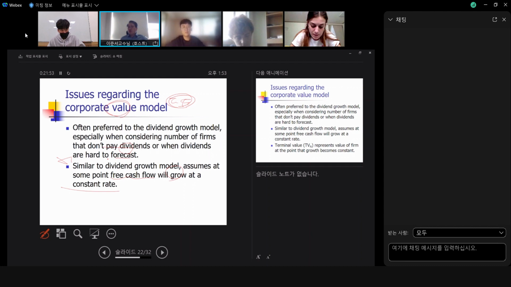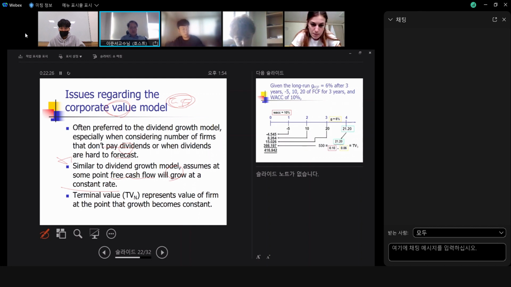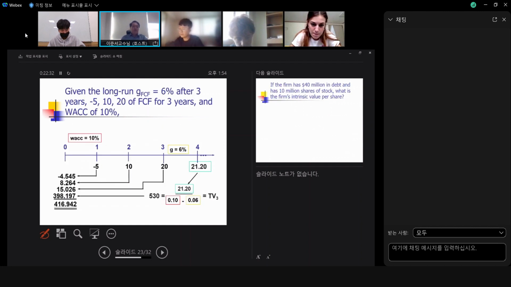So for the near future free cash flow, we can forecast directly, and we can calculate the terminal value after some specific period. Okay, so the terminal value, as you know, can be defined as the total amount of free cash flow after some specific period, right? That's the terminal value. So the terminal value represents the value of the firm at the point that growth becomes constant. So here's the example. The same thing as with the dividend discount model.